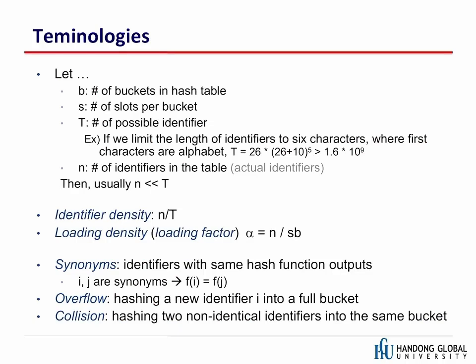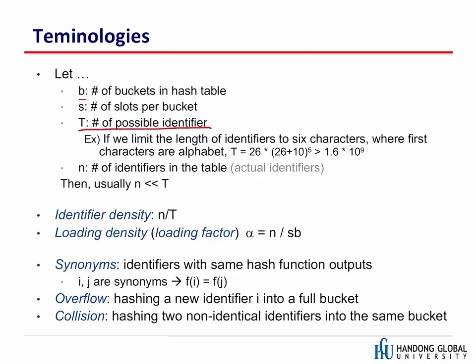Okay, the next one is terminologies. It includes some notations. So first, let's define some variables. B is the number of buckets in the hash table. S is the number of slots per bucket. Okay, so we know them. And T is the number of possible identifiers.